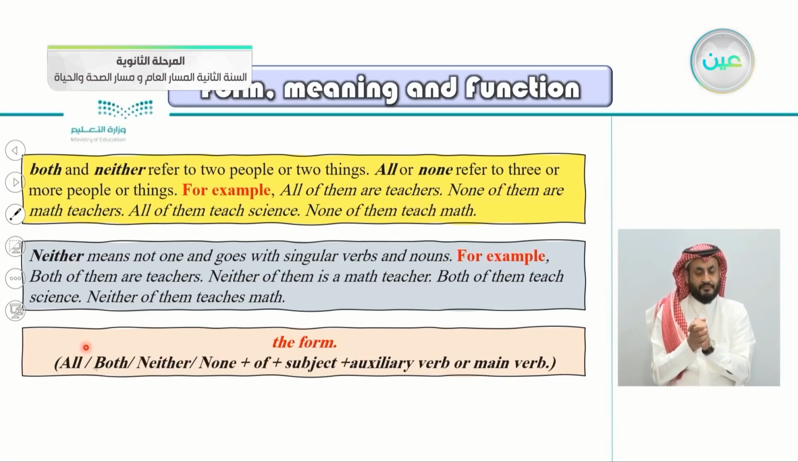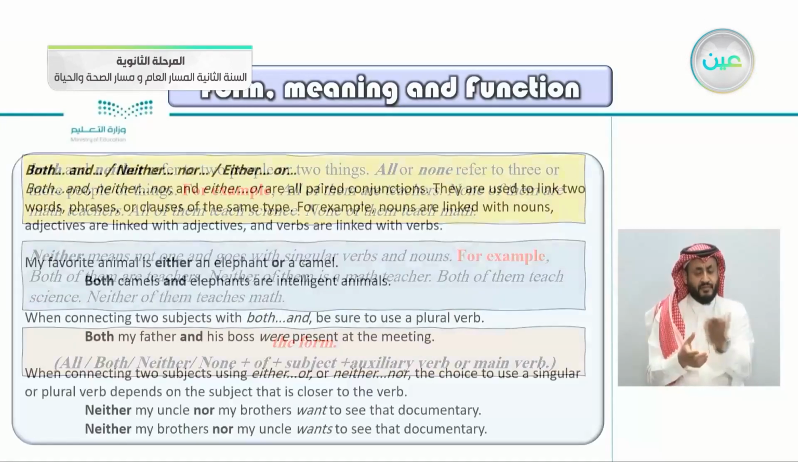So we choose the word here, then the word of. Then we write the subject. When you say both of them are math teachers, for example, and so on. So this is the form.